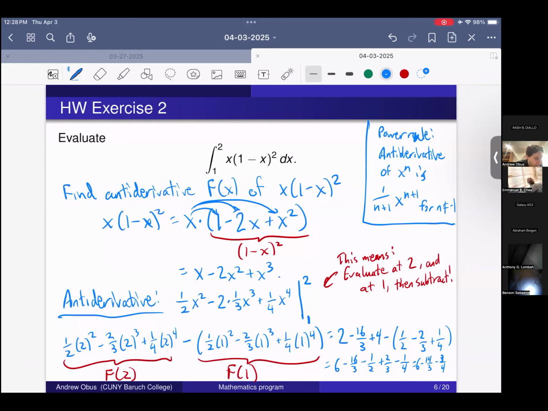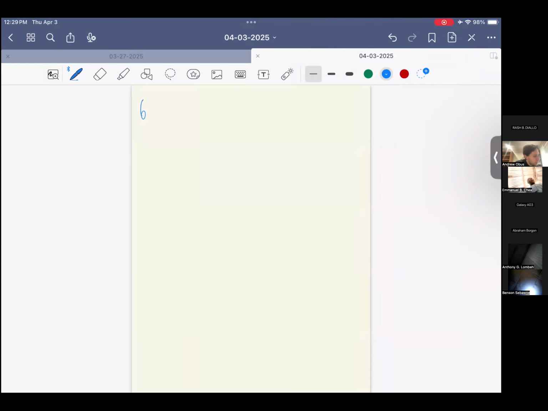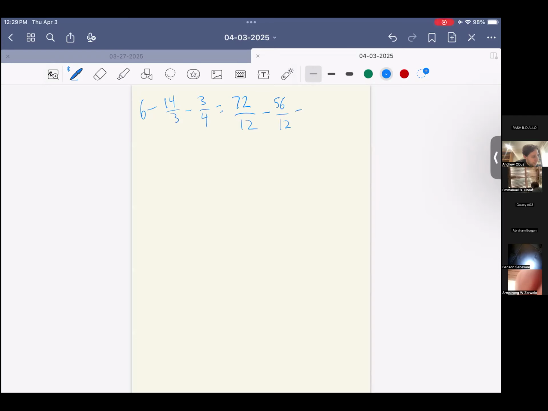So let me write this on another page. So 6 minus 14/3 minus 3/4. We can get a common denominator of 12. So that's 72 over 12 minus 56 over 12 minus 9 over 12. And that comes out to be exactly as James said, 7 over 12. Okay, so that's going to be the final answer there.